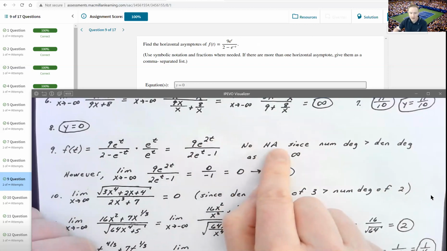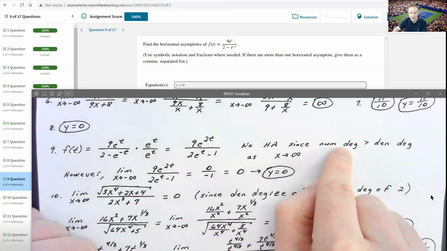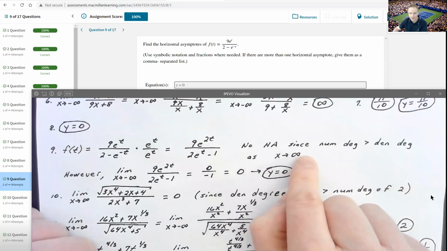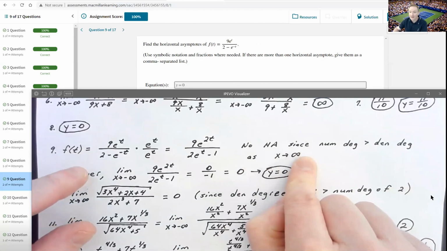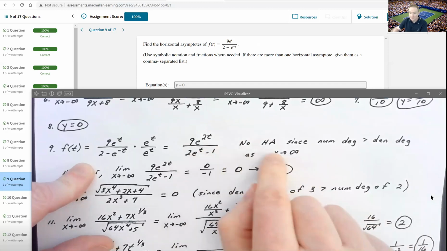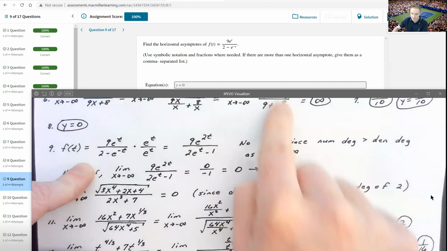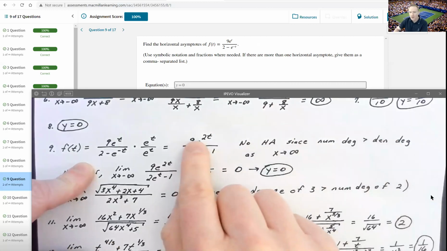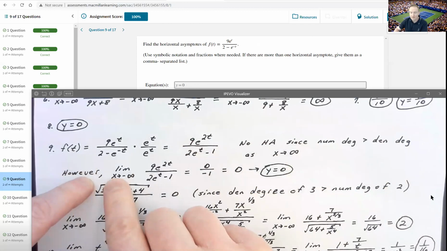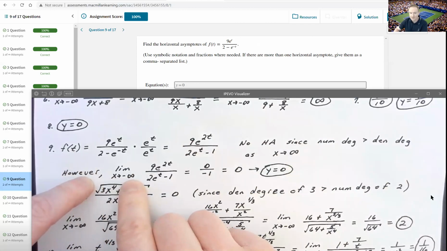No horizontal asymptote since the degree of the numerator exceeds that of the denominator as x approaches infinity. Now, it was asking for any horizontal asymptote. So notice, and I should have said t here, as t approaches infinity, yes, this function is going to go up. But what about as t, or I put x here, approaches negative infinity.